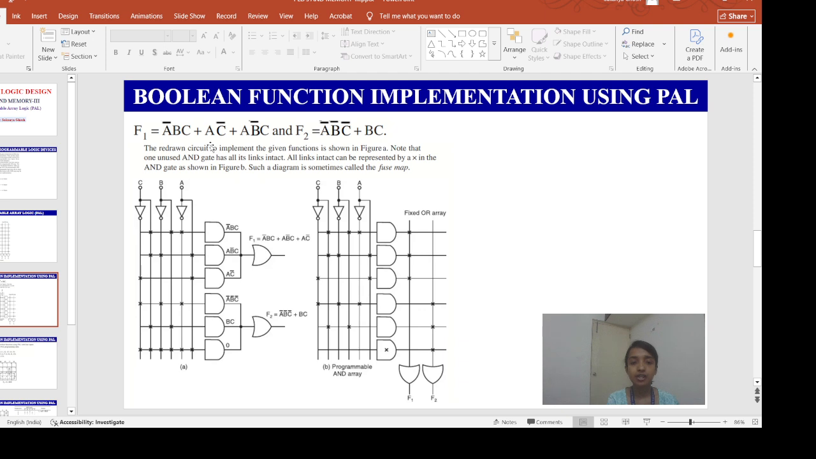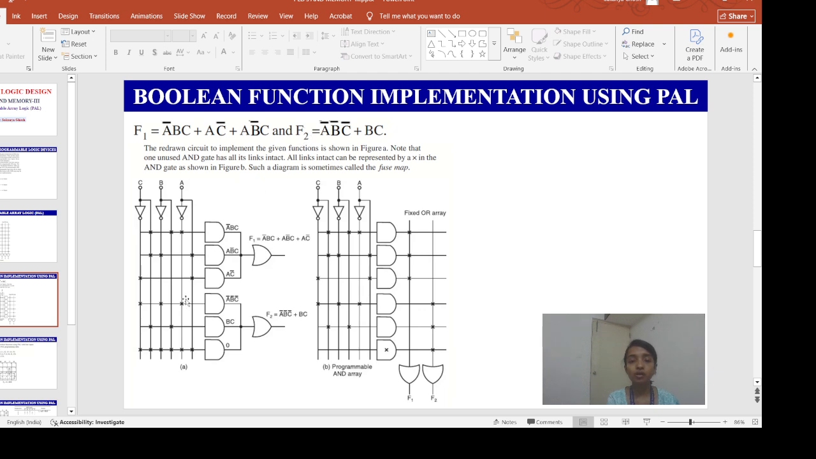Next is AC bar. AC bar means from only C bar we will take one and A only we will take one. So this second term is complete. Then A, B bar, C. So this is C, this is B bar, this is A. So this is my third term. This is also completed. So all this will go to an OR gate. So this is my F1 function.